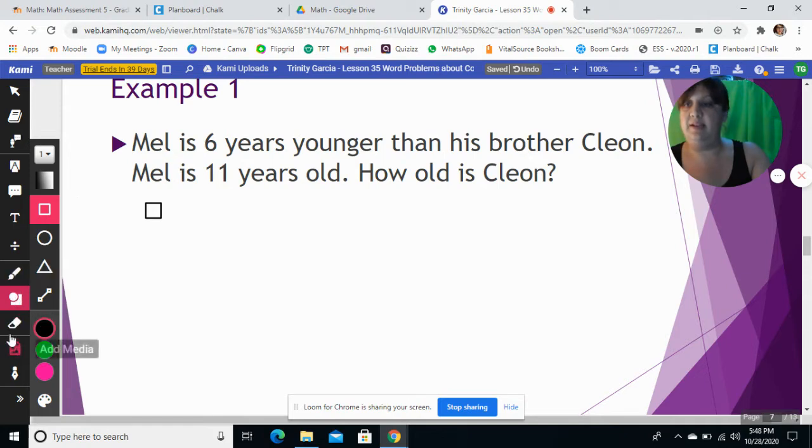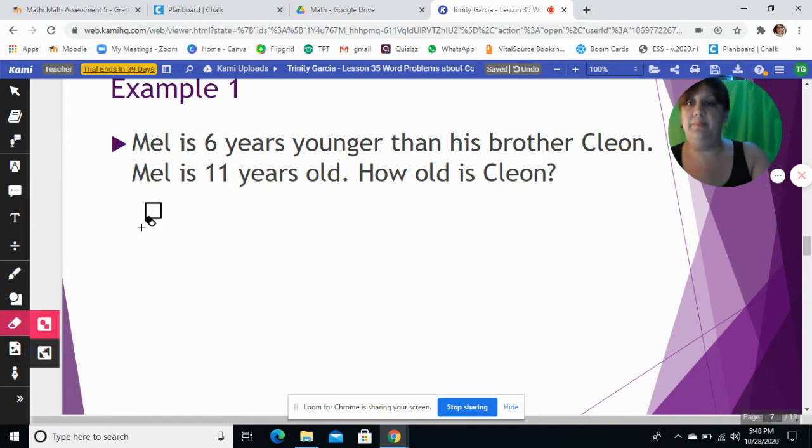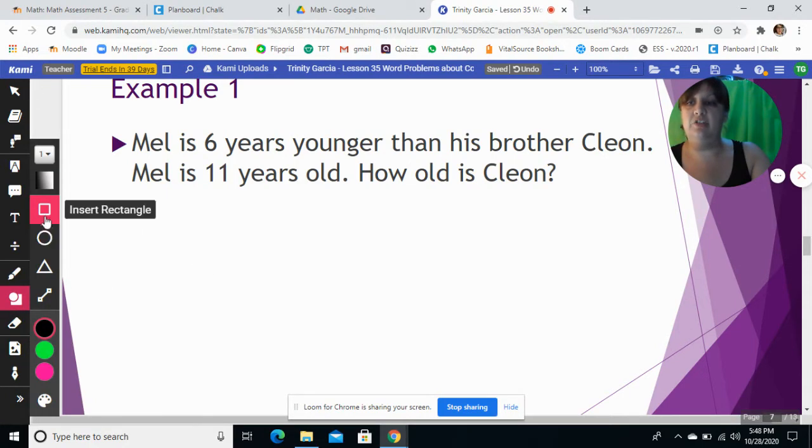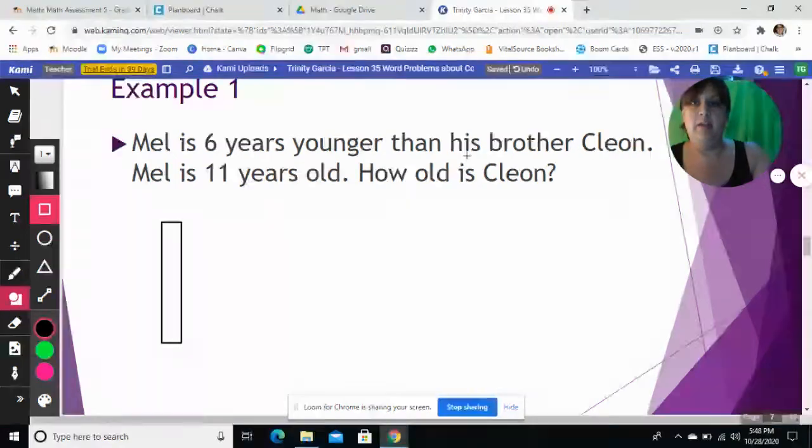Okay, so first we're going to draw. Let me erase that. There we go. We're going to draw a rectangle shape, and we're going to make it kind of long on our paper. There's our rectangle. This is going to represent Cleon. He's taller, so he's going to be our tall rectangle.